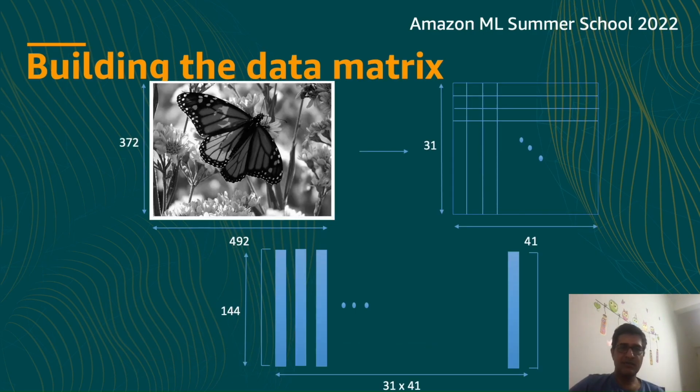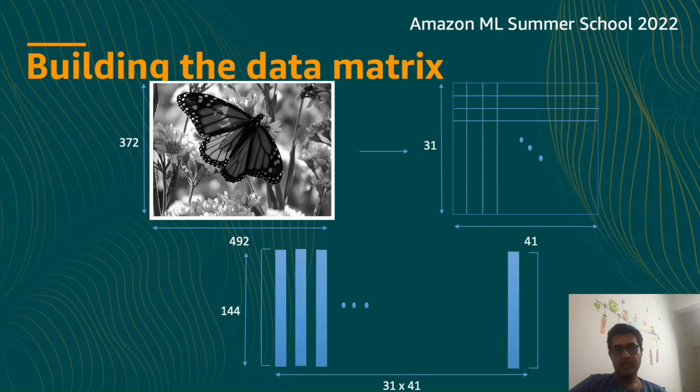This is just to give you that intuition: your 372 is 31 times 12, so you have 31 of these 12 by 12 blocks stacked up in this manner, and similarly you have 41 of these stacked here. So overall you have these 144 dimensional vectors, 31 times 41 of those. Fair?